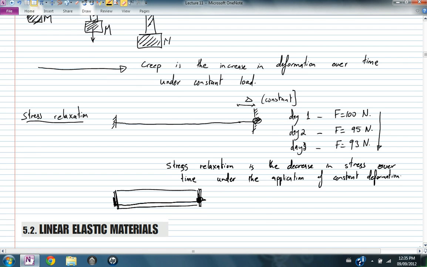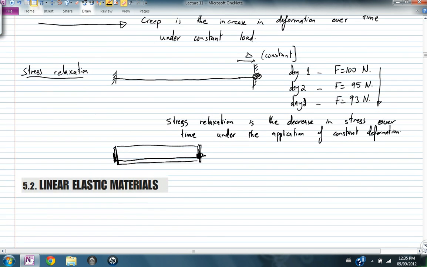So these are very interesting, and there's a lot of research in all these kinds of materials. But the one material that we're going to be studying for the rest of the course is the linear elastic material, the most simple material of all these materials.